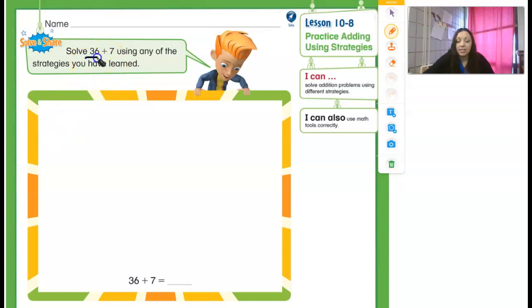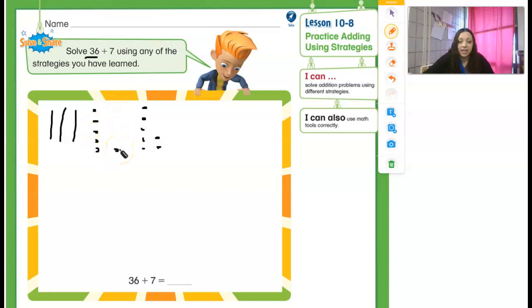In 36, how many 10s do I have? 1, 2, 3. That's right. How many ones? 6. So 1, 2, 3, 4, 5, 6. Then I need to add 7 to that. So 1, 2, 3, 4, 5, 6, 7.